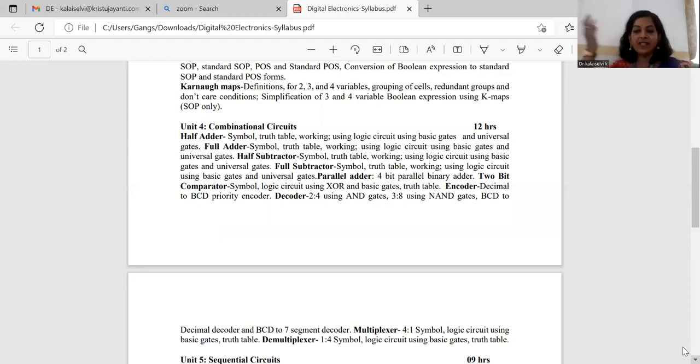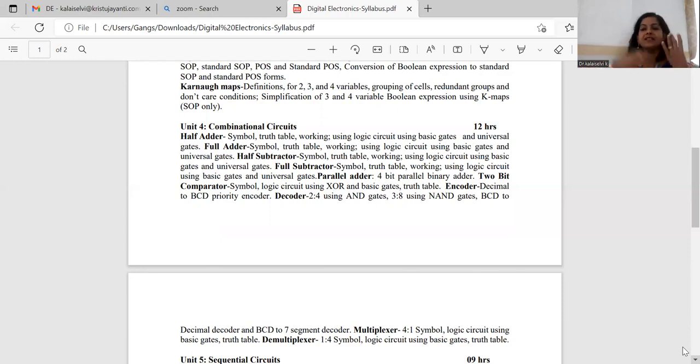Adding numbers. When I say 2 plus 2, you do mental mathematics, but we have a circuit to take input and then add it. So we call it an adder circuit. When an adder circuit is there, obviously we have a subtractor circuit also. So we'll be seeing about full adder, half adder, full subtractor and half subtractor. And then there is something called a parallel adder.